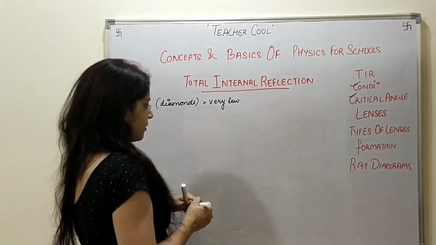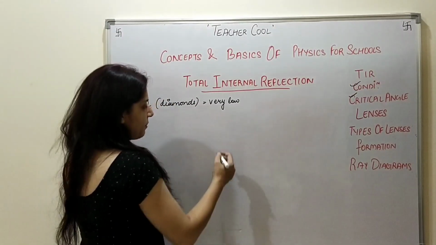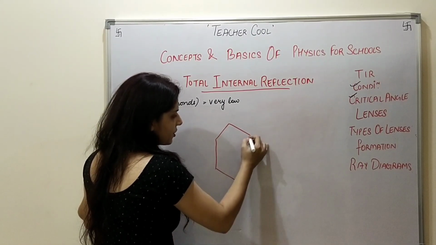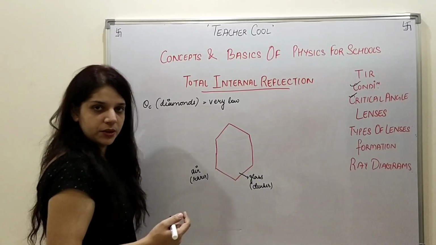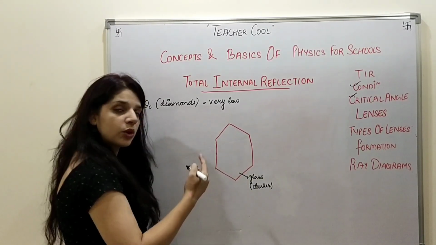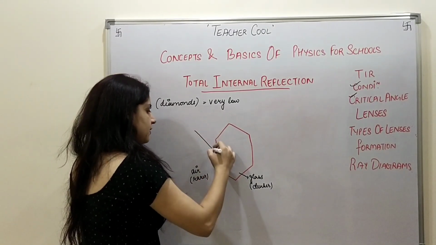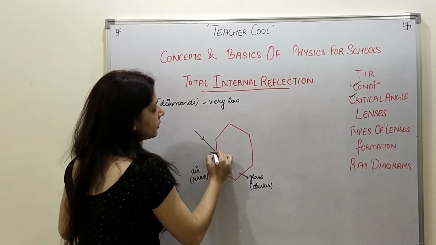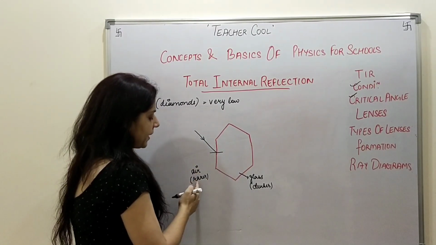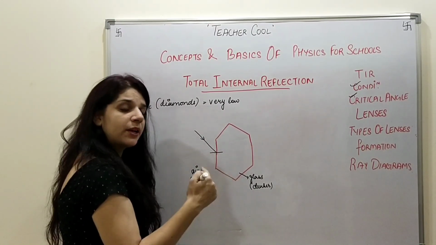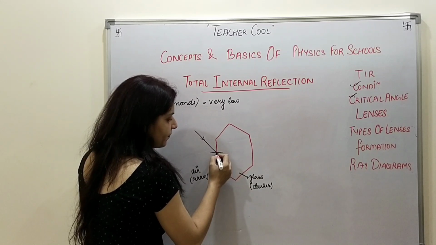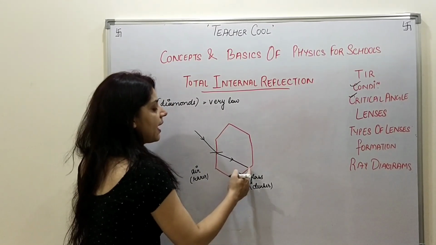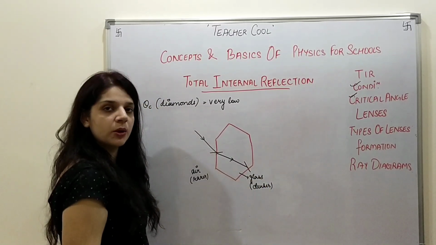Now, let us draw the structure of a diamond. Let us say it has a hexagonal shape. So what I'll do is I project the beam of light towards this diamond, like this. The rule says we'll draw the normal. The ray of light is going from rarer to denser, so it will bend towards the normal. It will go somewhere over here, traveling through the glass medium. At this point again we'll draw the normal.